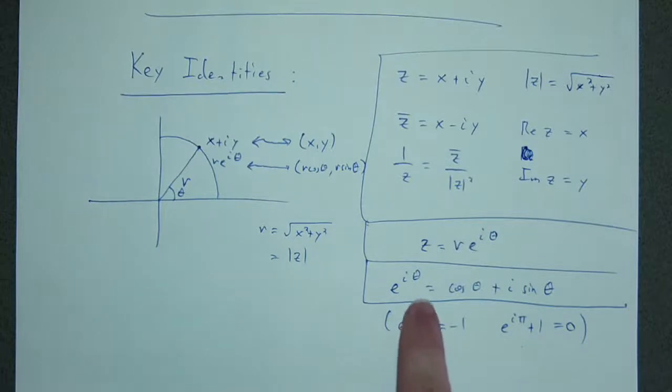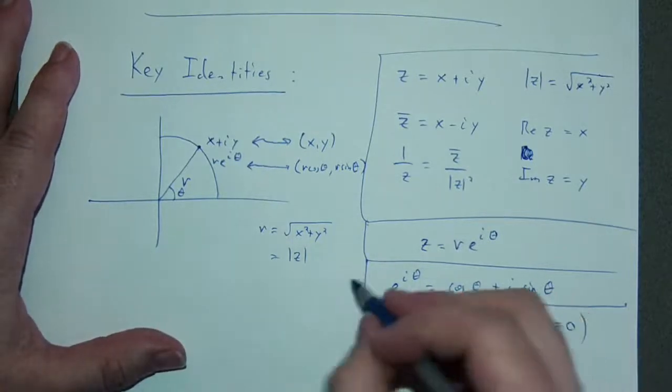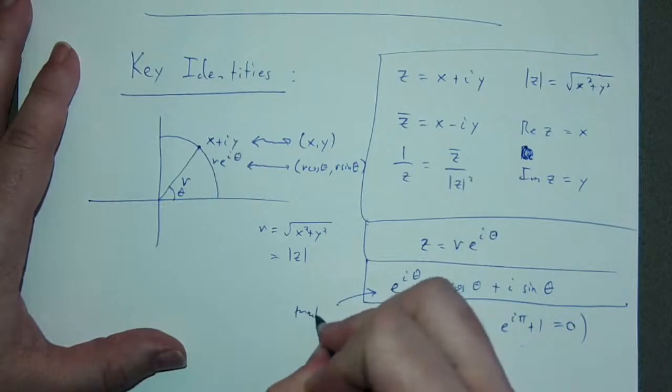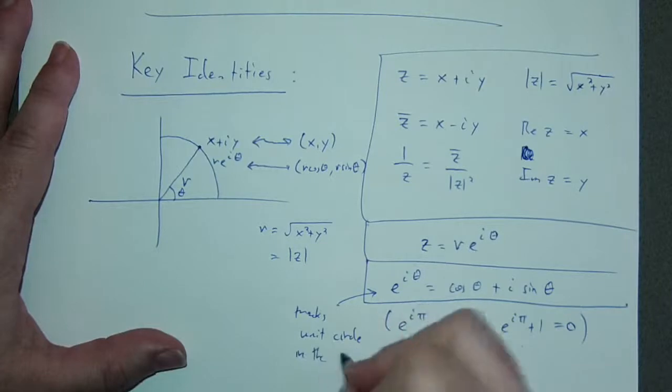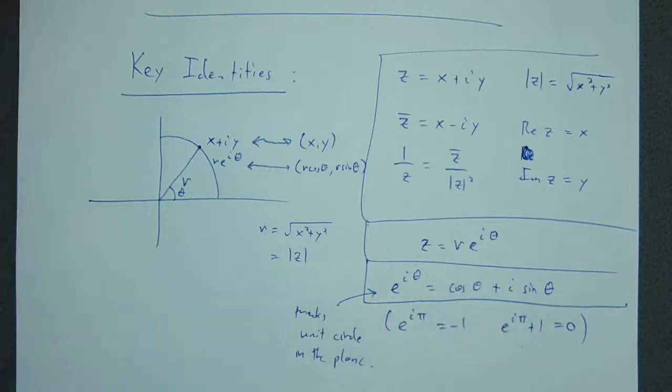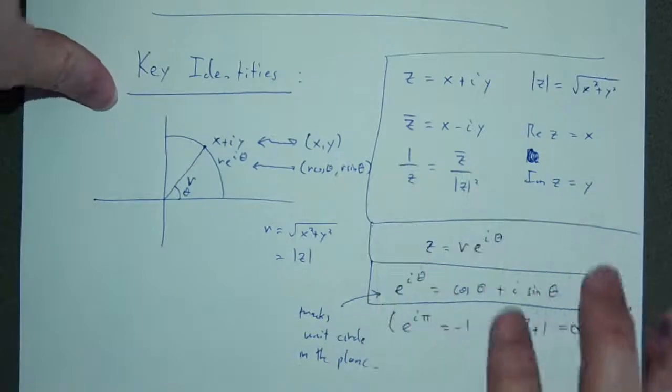So e to the i theta is something that's tracking the unit circle in the plane. All right, so I know that that's a lot of info on, hopefully, refresher. Maybe you remember seeing this before. If not, then this is kind of the basics of what you need to know in order to do some of this simple complex arithmetic. We're going to do enough examples that you'll see exactly how this is applied. So this is the setup.